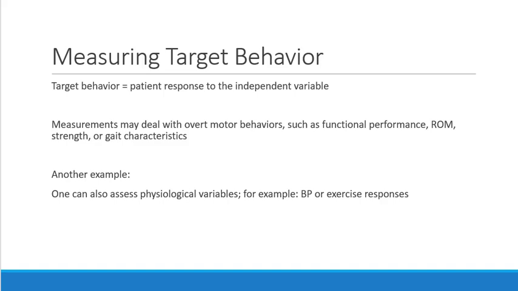Target behavior is the patient's response to the independent variable. Measurements may deal with overt motor behaviors, such as functional performance, range of motion, strength, gait characteristics, pain, or a variety of things. Another example, one can assess physiological variables, for example, blood pressure or exercise responses, or heart rate, or any of the typical vital signs that you might utilize in regular clinical practice.